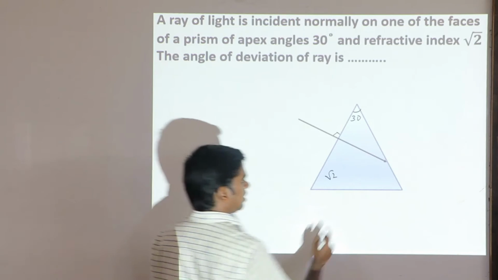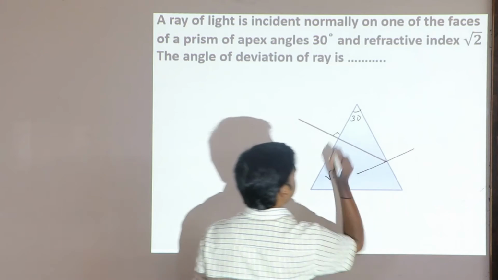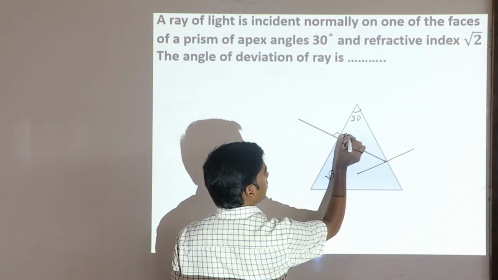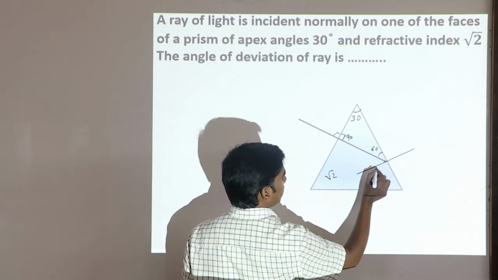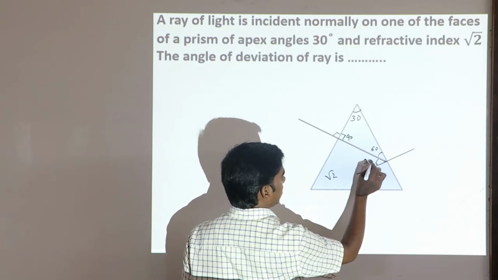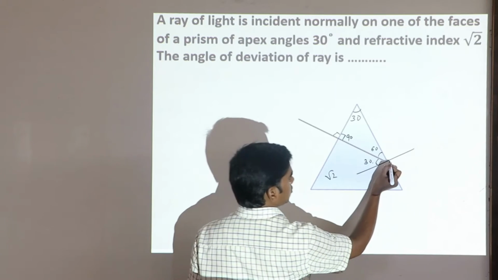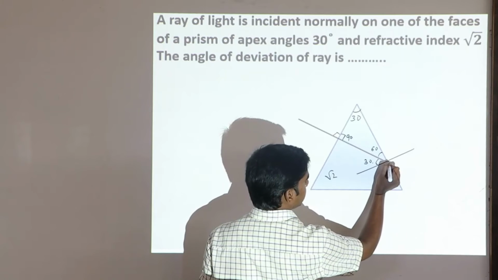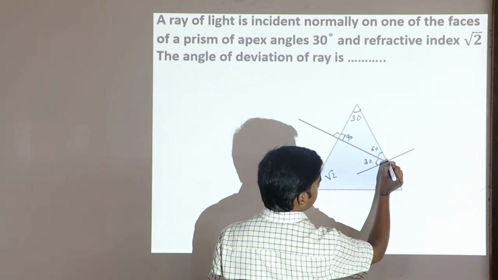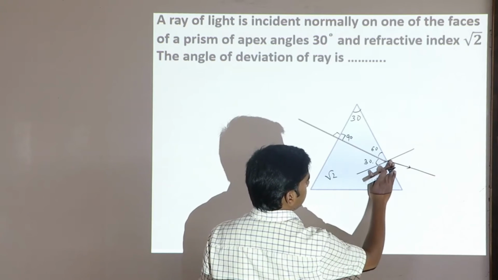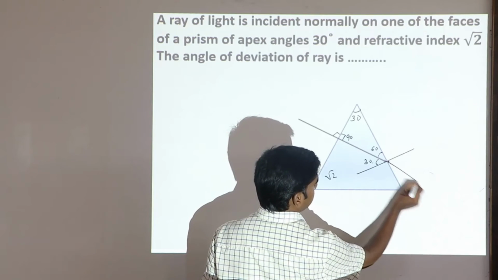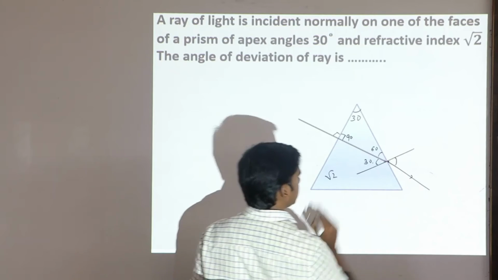Okay. Now you can take care of the normal. If this is 90, this is also going to be 90, 90, 30. So this is going to be 60. If that is 60, the angle of incidence is what? Angle of incidence is 30. Okay. So obviously they will deviate away from the normal. So what you can write here is like this. So the deviation is going to be here.